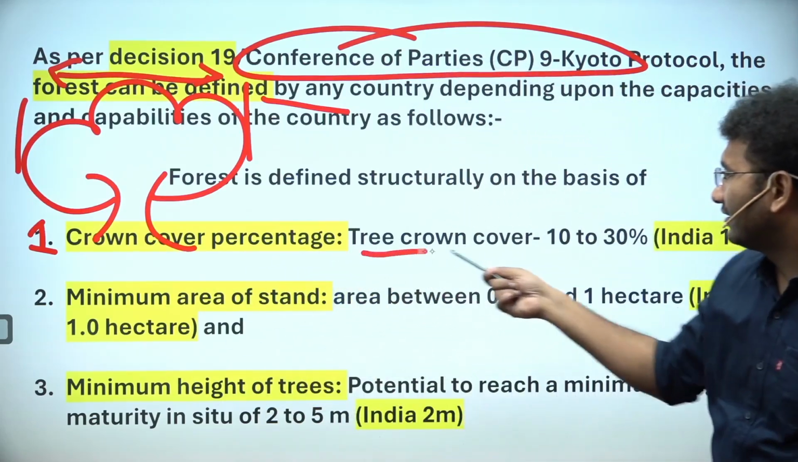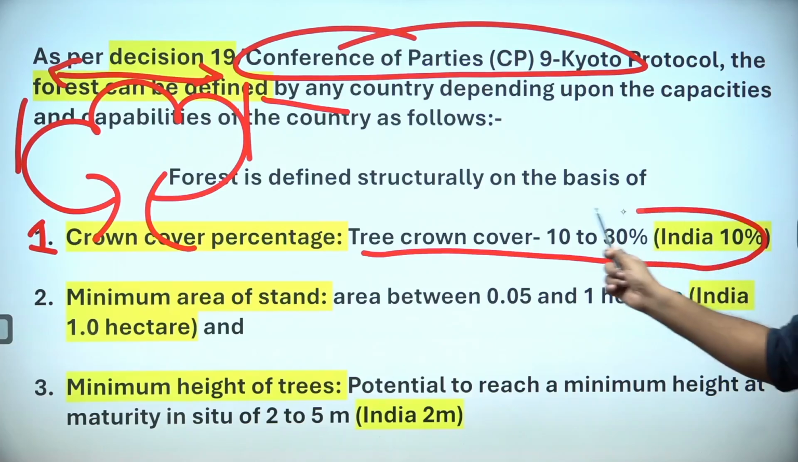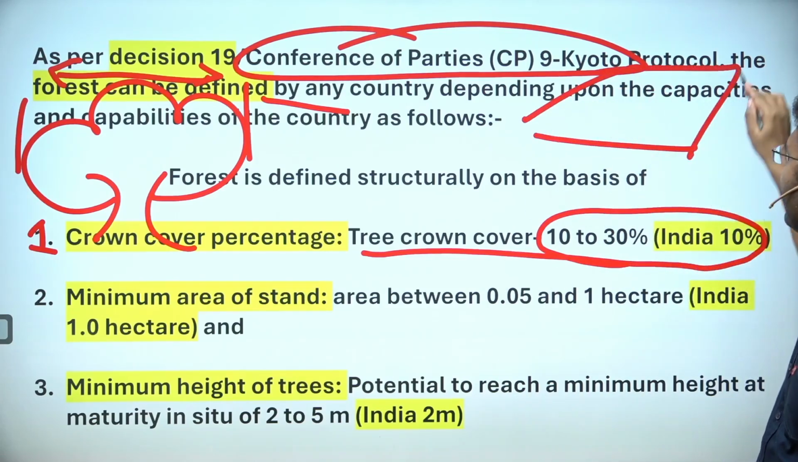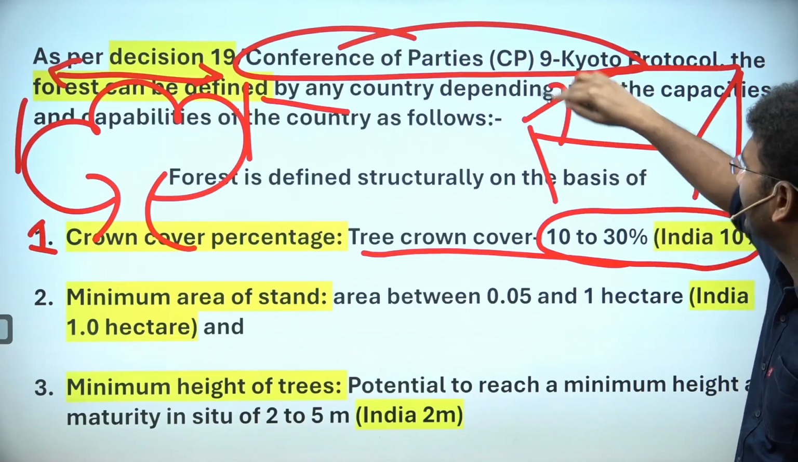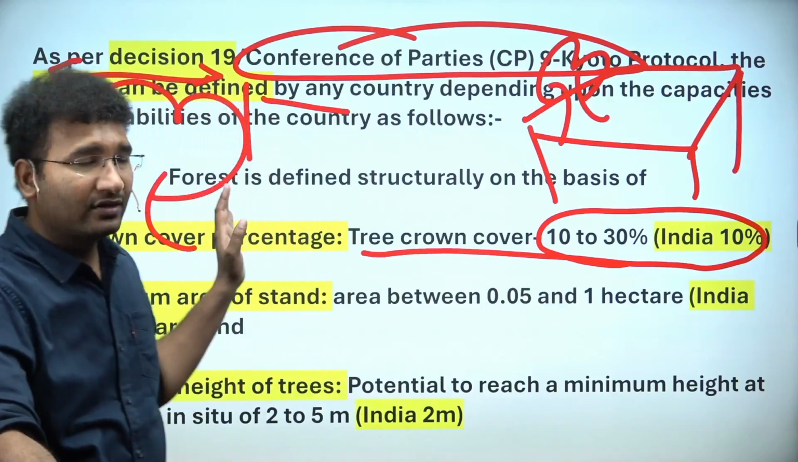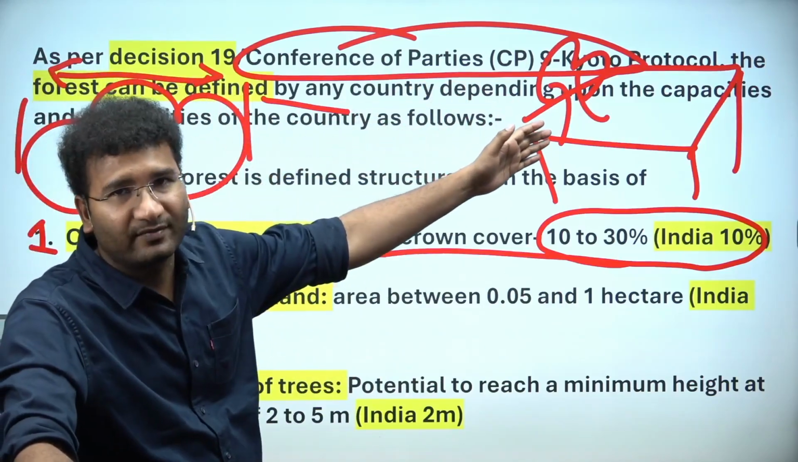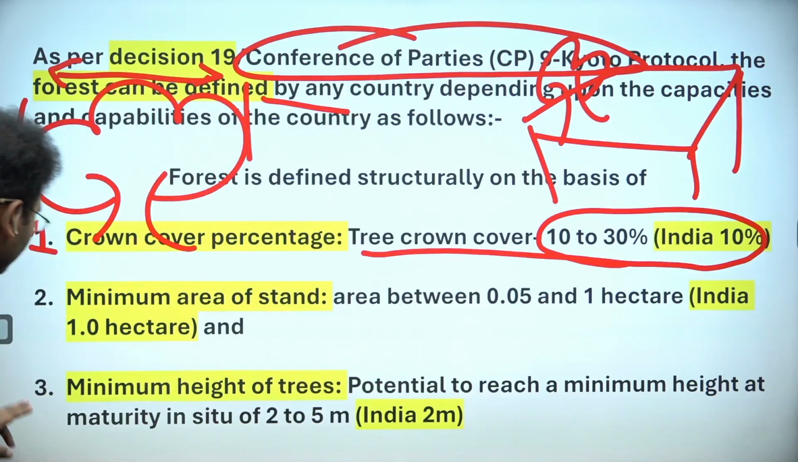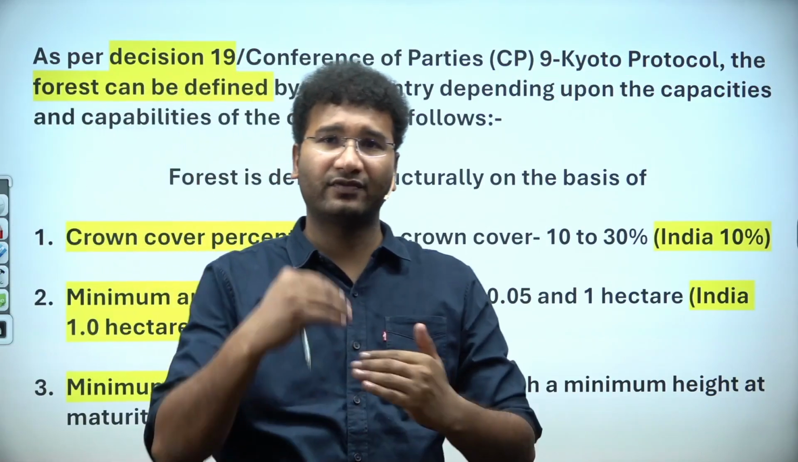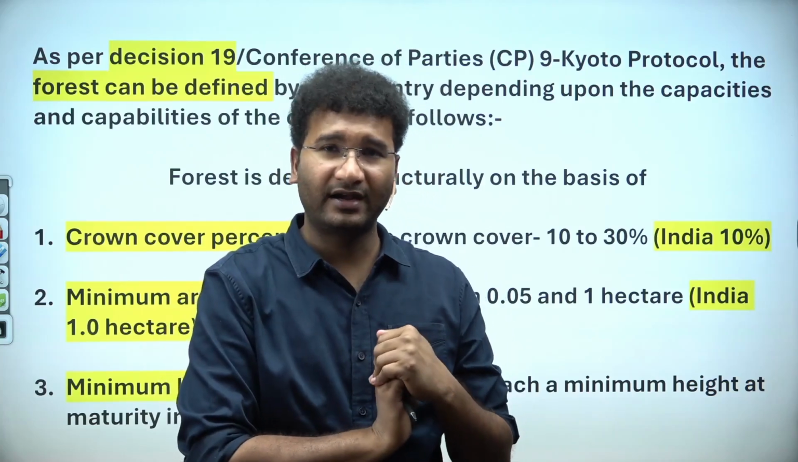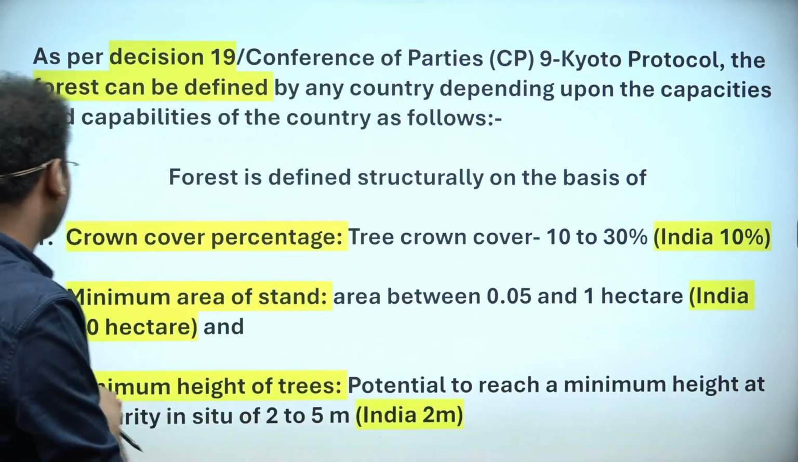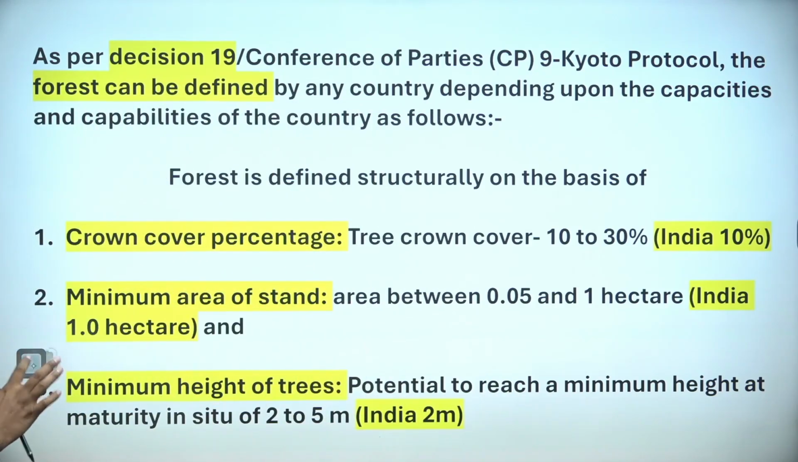So tree crown 10 to 30% means if you take 1 hectare of area, a minimum of 10% to 30% of the area should be covered with crown. Then only will you call that area a forest. Now India, what did it do? It has taken any tree which is of 6 meters of height and has a canopy. 6 meters of height with a good canopy, we'll call it a tree.